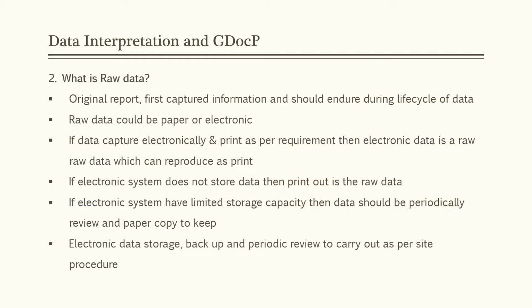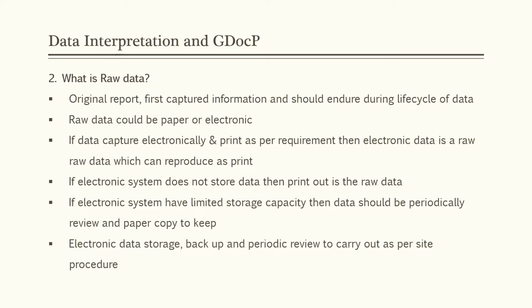What is raw data? Raw data is an original report, first captured information and should endure during life cycle of data. Raw data could be paper or electronic or combination of both. If data is captured electronically and printed as per requirement, then electronic data is the raw data, which can be reproduced as a print.